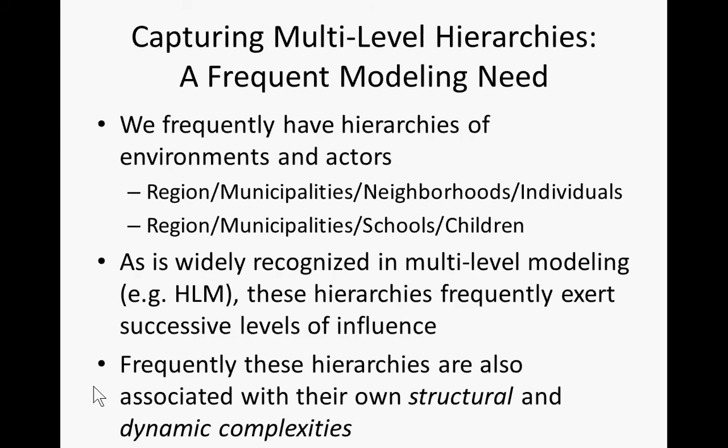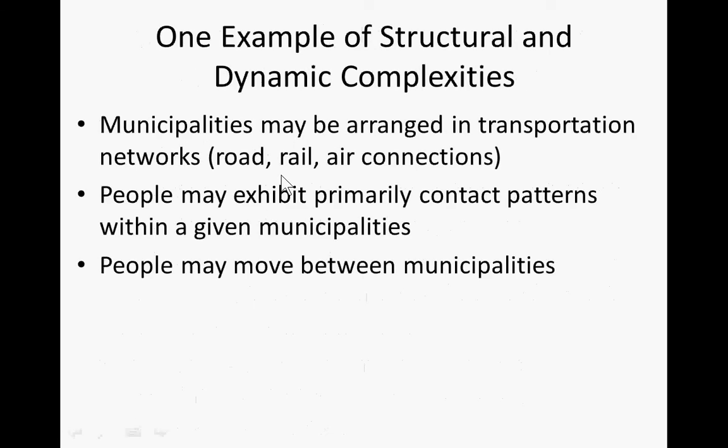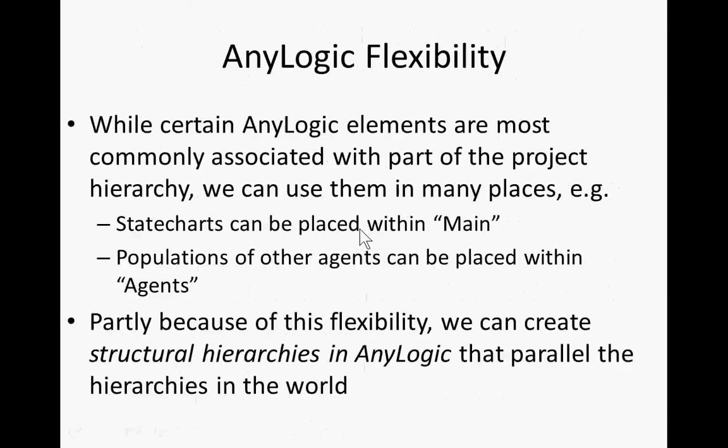We will sometimes have at different levels of these hierarchies very different characteristics structurally and dynamically. So, for example, municipalities may be arranged in transportation networks that are largely distance-based. And people may exhibit contact patterns within a given municipality that may have a very different network structure. And then people may move between municipalities, for example.